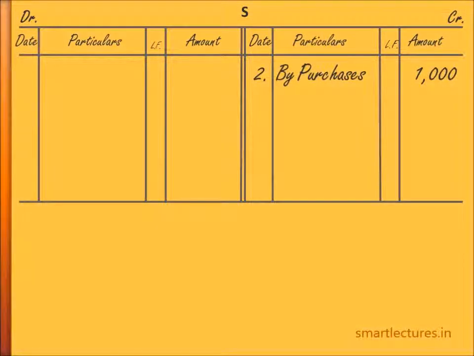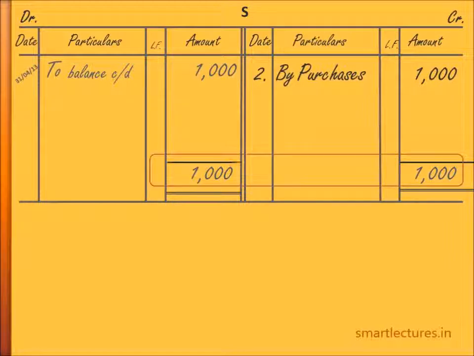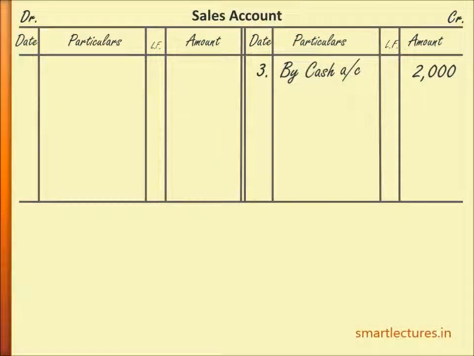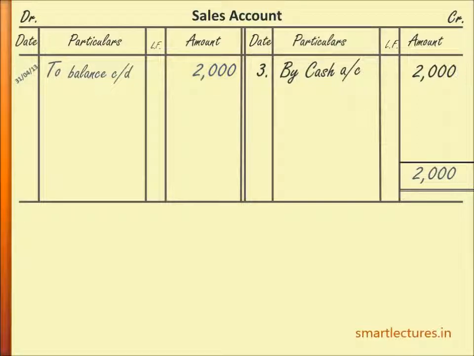Now come to S. Credit side total is 1,000. So you will write down on debit side to balance c/d, rupees 1,000. Now the total on both sides is rupees 1,000. Come to sales account. Credit side, the total is 2,000, but on debit side, nothing. So you will write down as on 31st March 2013 to balance c/d rupees 2,000.